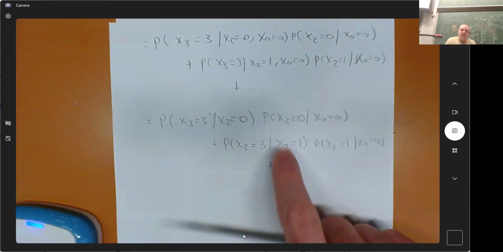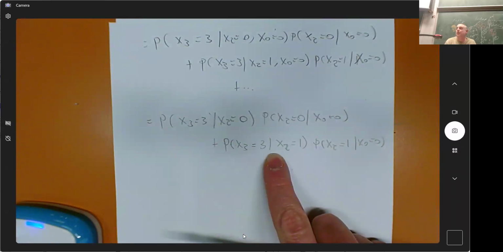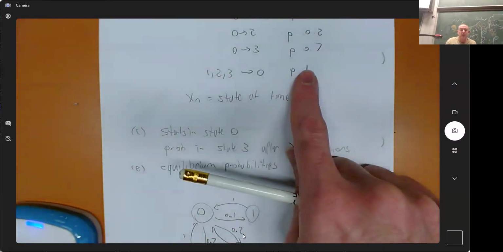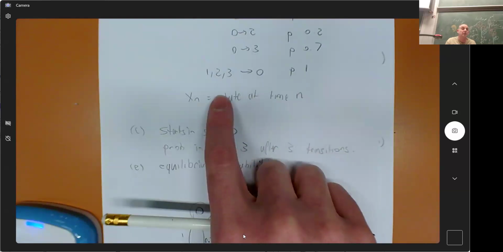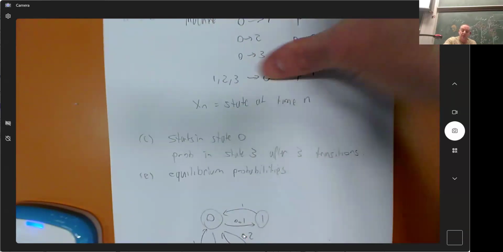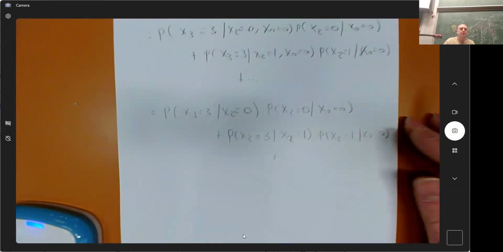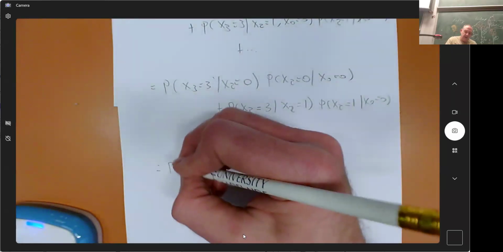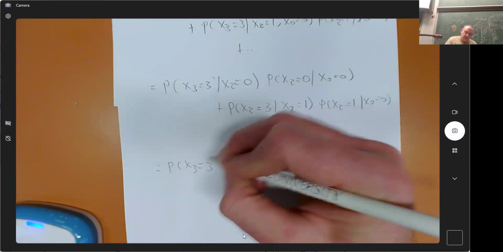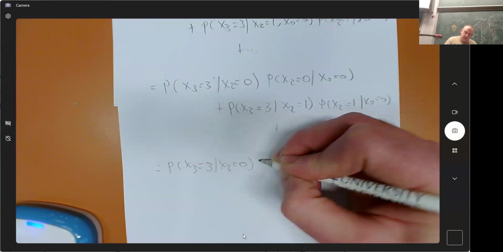Blah, blah, blah. And now this is 0 because they told us that. Yeah? Because this was one of the original pieces of information they told me, which was the probability of 1, 2, 3 going to 0 is 1, and therefore the probability of 1, 2, 3 going to anything else must be 0. And so now these are 0. And so I get the probability that x3 equals 3, given that x2 is 0.